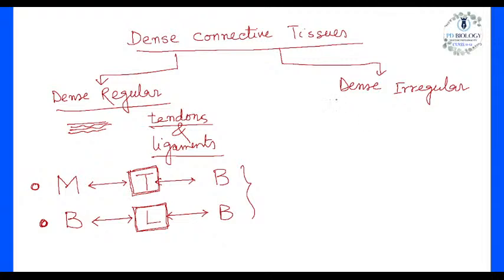In dense irregular connective tissue, there are irregular patterns of fibers. Here the fibroblasts and fibers are oriented differently. These tissues are present in skin. Here the collagen fibers are oriented indifferently. That's the important characteristic of dense irregular connective tissue.